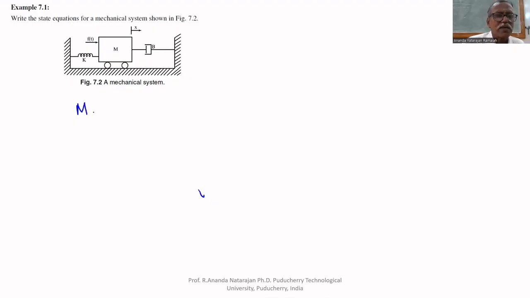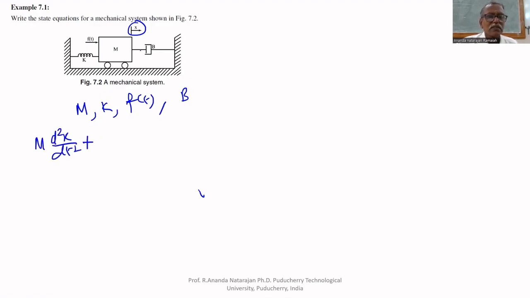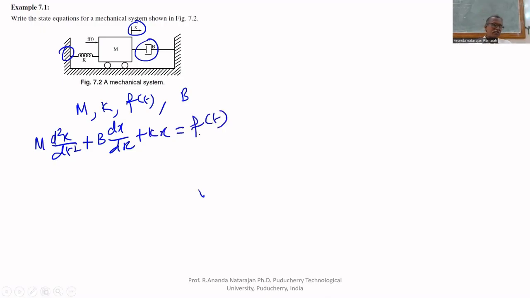Mass is M, spring constant is K, applied force is F of T, the dashpot constant is B. We know the mathematical model. The displacement is X. Therefore, the mathematical model is M d square X by dt square plus, here one end is fixed, other end is moving. Therefore, B dx by dt. Here also one end is fixed, other end is moving. Therefore, Kx equal to applied force F of T. This is the mathematical model of mechanical system.